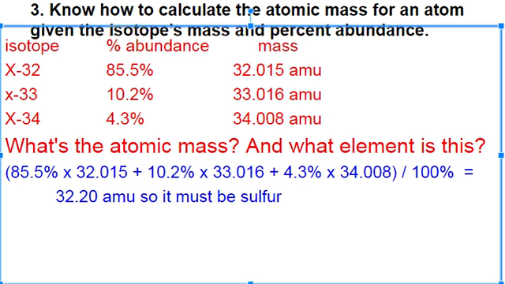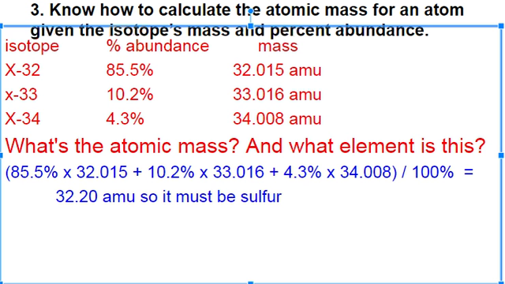10.2 out of 100 weigh 33.016, so I go ahead and multiply them. 4.3 out of 100 weigh 34.08. And then when I get done with that, I have to divide by how many atoms I had. I had 100 or 100%. So I never hit the percent key. I never move the decimal. I just plug it all in and let my calculator do the work.